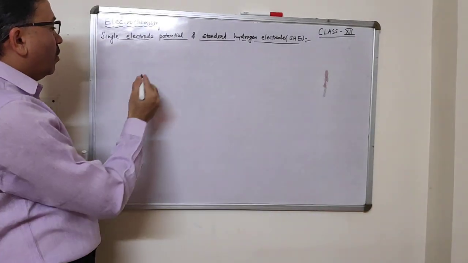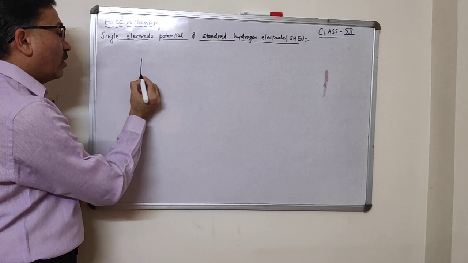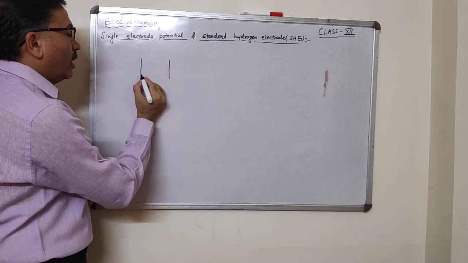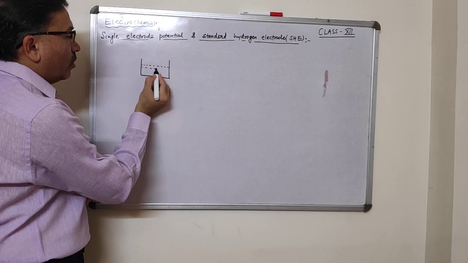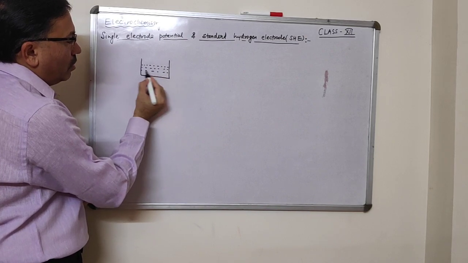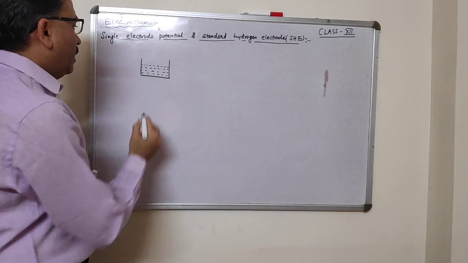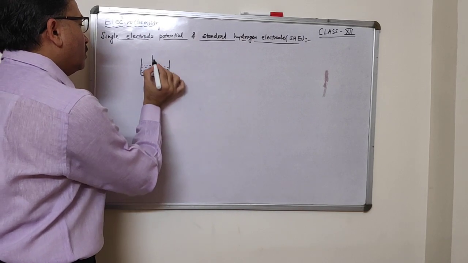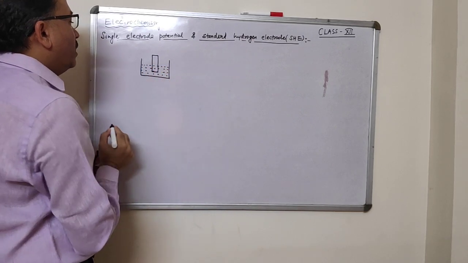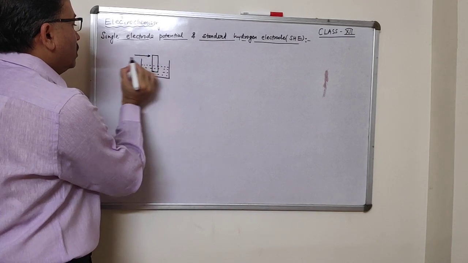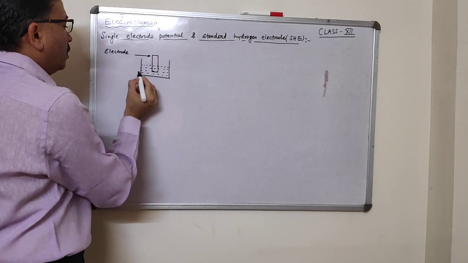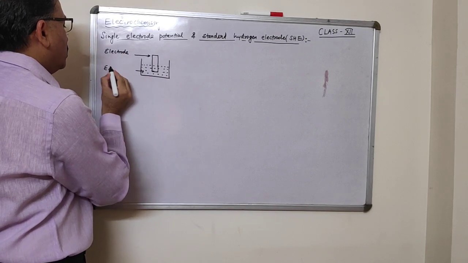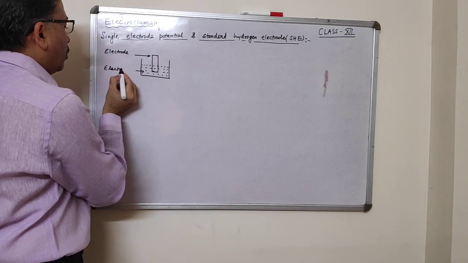When we make an electrochemical cell, what happens in that cell? We take an electrolyte and then we dip an electrode in it. So this is your electrode and this is your electrolyte.